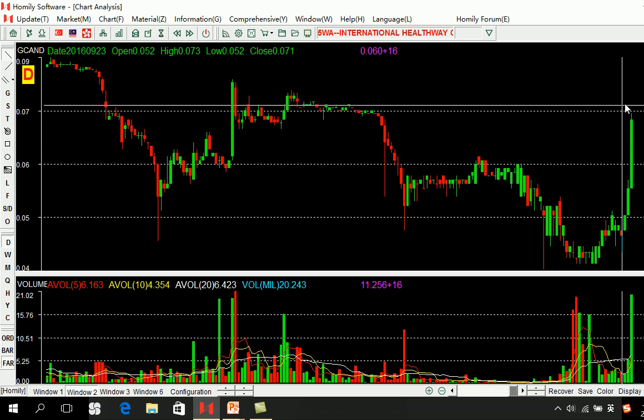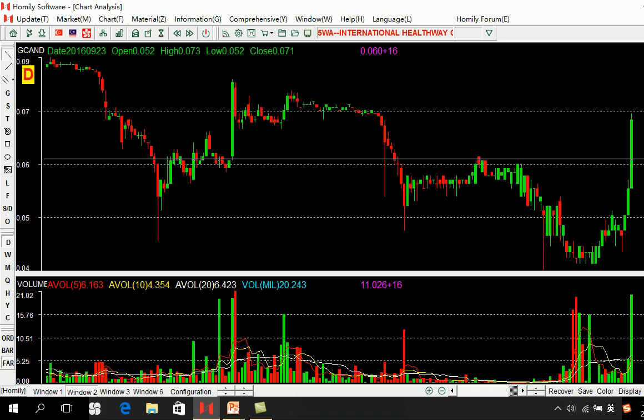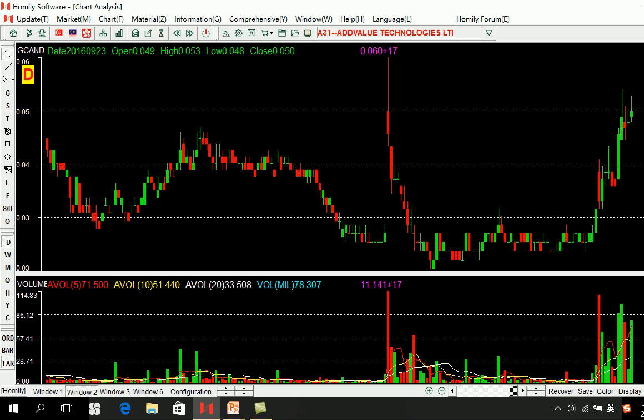Okay, so if there is a correction, where is the buy price? Maybe here, right? Because here is the support, okay? So you should analyze. If you filter some stocks, you should check which one is the best, okay? So we can see the next one.